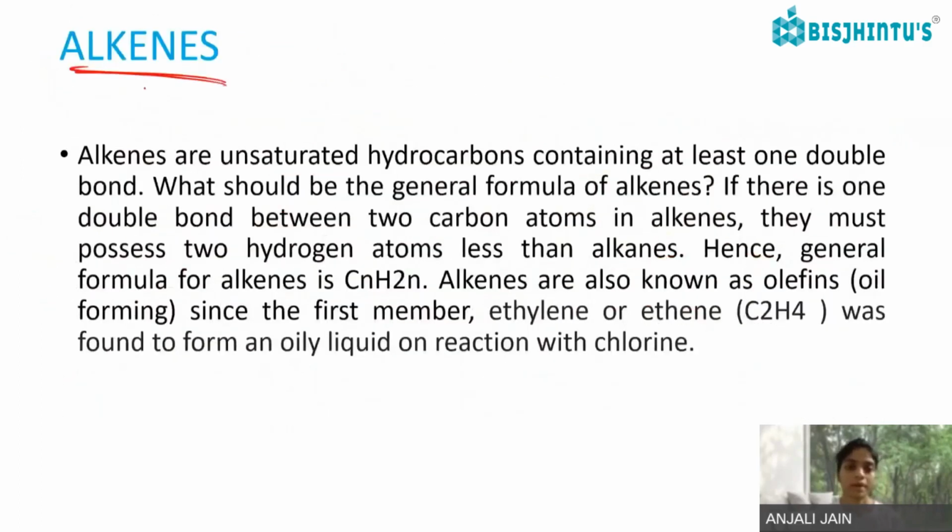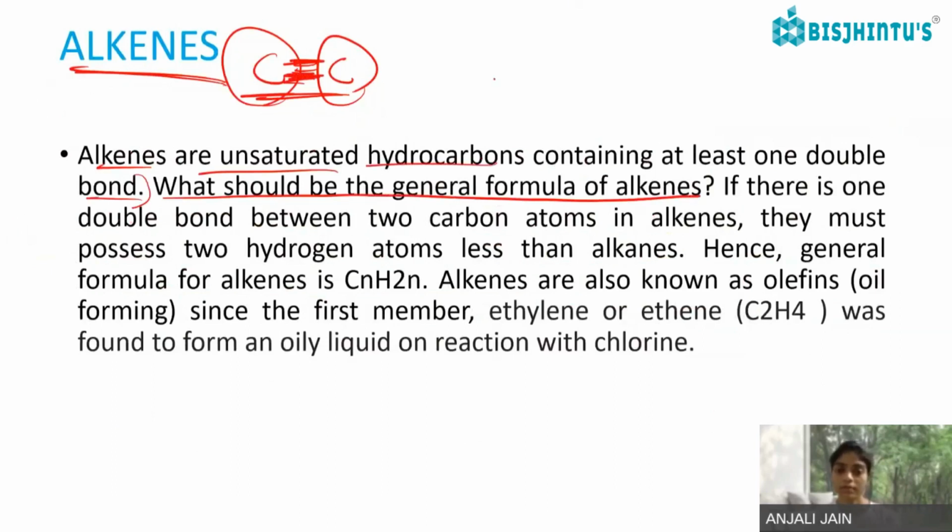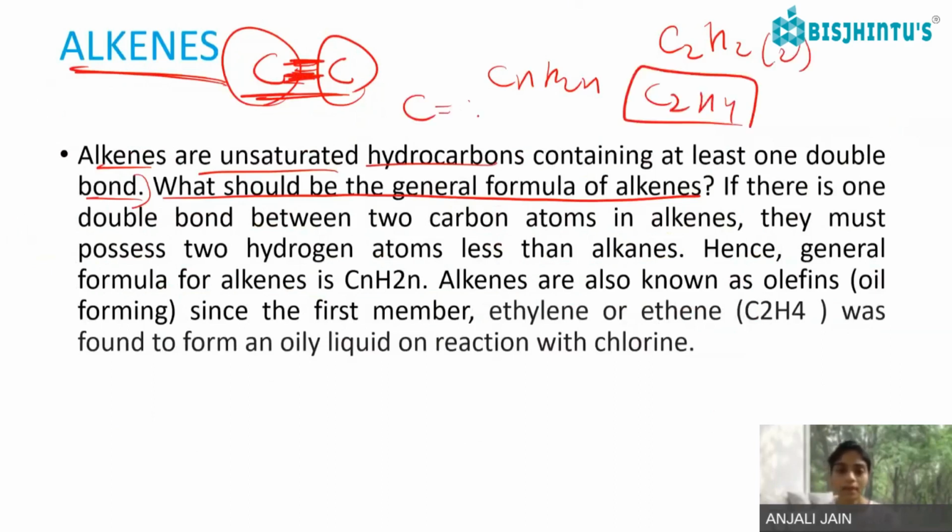Okay, so now we come to alkenes. Alkenes, we know, have two carbons joined by a double bond. So these are unsaturated hydrocarbons containing at least one double bond. What should be the general formula of alkenes? It is CnH2n. Because it is C2H4, since with a double bond only four hydrogens can be accommodated.